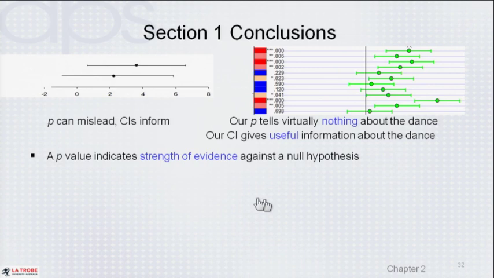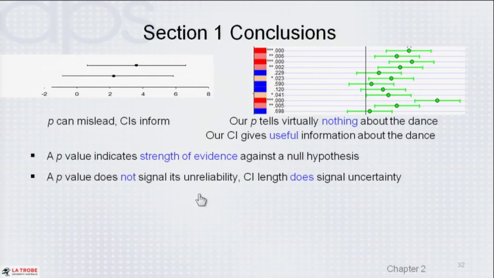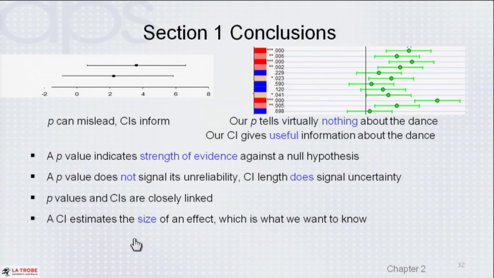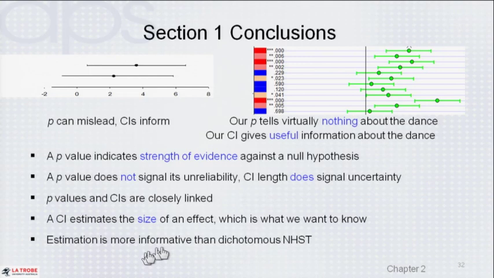A p-value does indicate strength of evidence, but it doesn't indicate its unreliability. True, p-values and confidence intervals are closely linked, but that doesn't mean they're the same. Confidence intervals do give us more information. A confidence interval estimates the size of an effect, which is actually what we want to know. And overall, estimation is more informative than dichotomous significance testing. So those are the take-home messages of this first section.